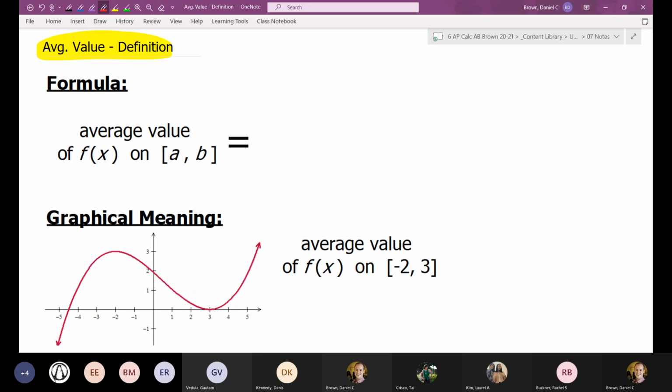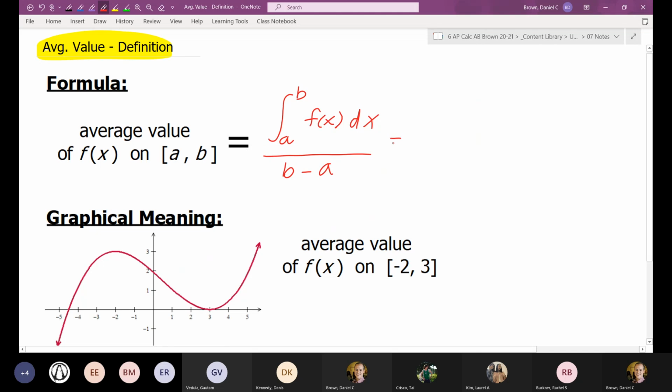Again, average value is going to be different from average rate of change. Average value is literally the average of f of x. So you're going to add up all your f of x. How do we add up f of x? We're going to use an integral. That's going to be the integral from a to b of f of x dx. And then we want to divide it by the number of f of x's you have. Well, how many f of x's do you have? You have the same number as x's, which start at a and end at b. So that is the average value formula.